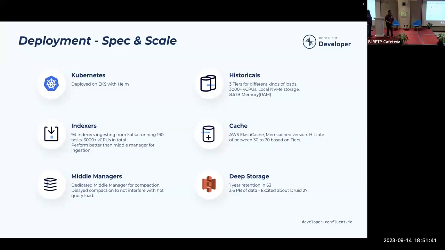On indexers, you generally don't benefit from caches because it's real-time data. Every time you get a query, your data is different. We store all our data in S3 for up to a year. That comes to about 3.6 petabytes of data. Earlier, we actually wanted to store a lot more data in our historicals, but we couldn't do that because of cost limitations.